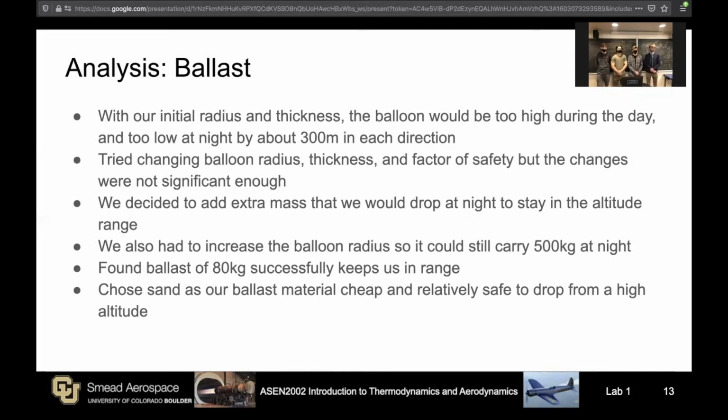And basically what that is, we add an extra mass onto the balloon that we drop at night so it can stay within the altitude range. And we also had to increase the radius of the balloon so it could still carry 500 kilograms at night. We found that a ballast of 80 kilograms was the best amount to use to keep us in the range. And we chose sand as our ballast material since it's cheap and relatively safe to drop from a high altitude.